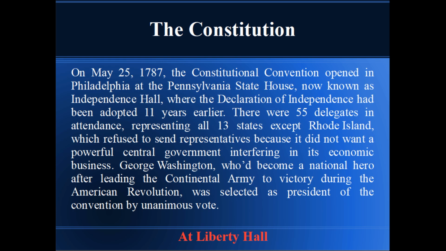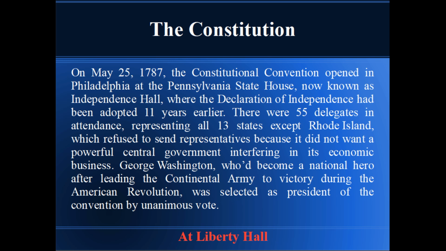On May 25, 1787, the Constitutional Convention opened in Philadelphia at the Pennsylvania State House, now known as Independence Hall, where the Declaration of Independence had been adopted 11 years earlier. There were 55 delegates in attendance, representing all 13 states except Rhode Island, which refused to send representatives because it did not want a powerful central government interfering in its economic business.